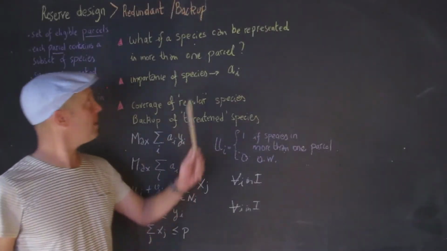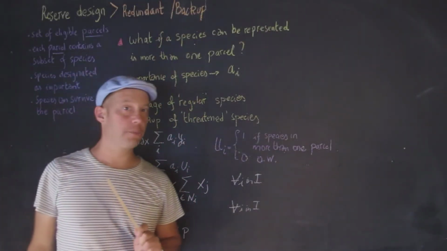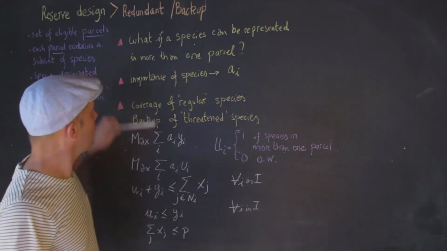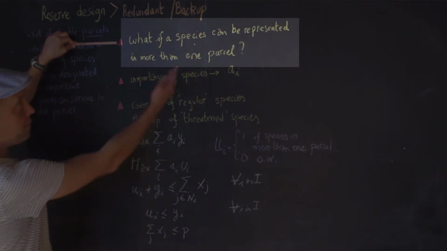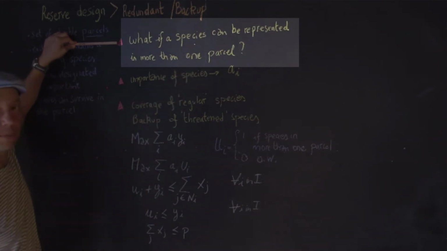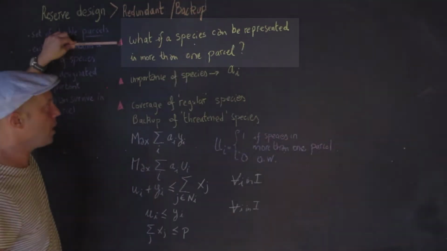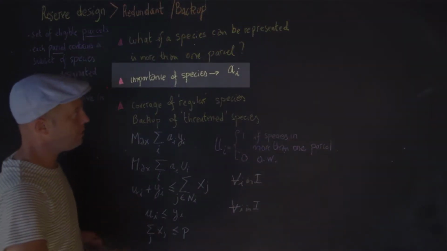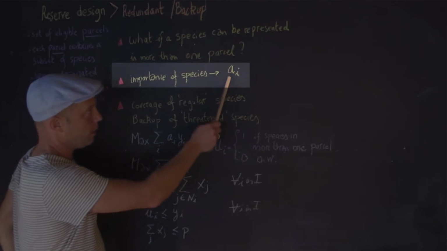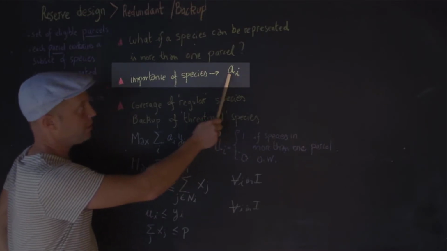All right, I'm going to talk about the redundant or backup coverage for species. So we can ask ourselves a few interesting questions here. The first one is, what if a species can be represented in more than one parcel? That is not uncommon. We can also talk about the importance of species, right? And so this could actually be formulated with a new parameter a sub I.